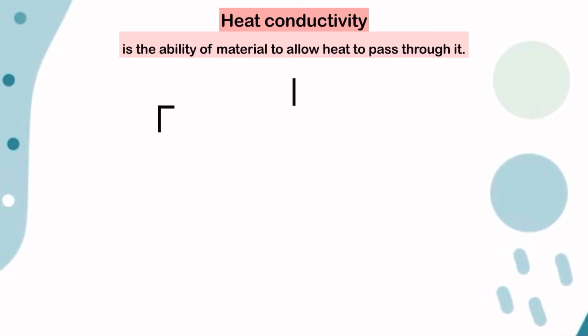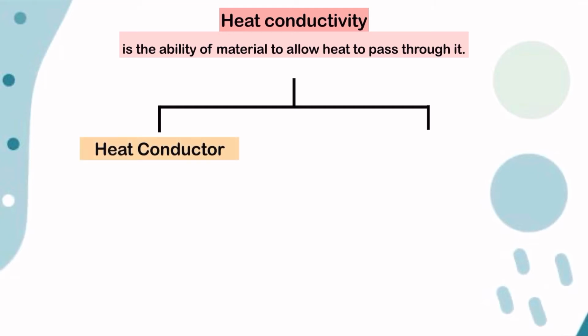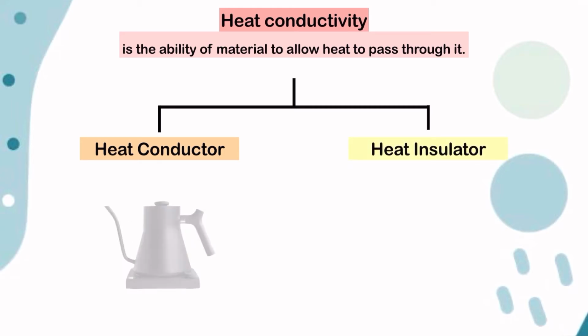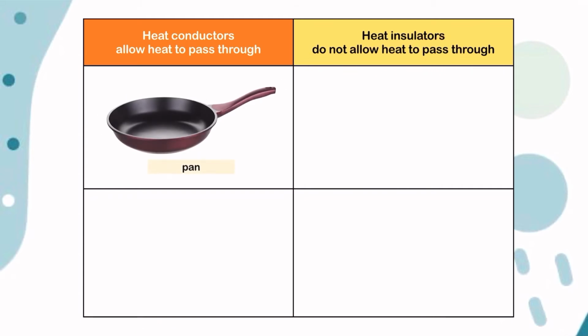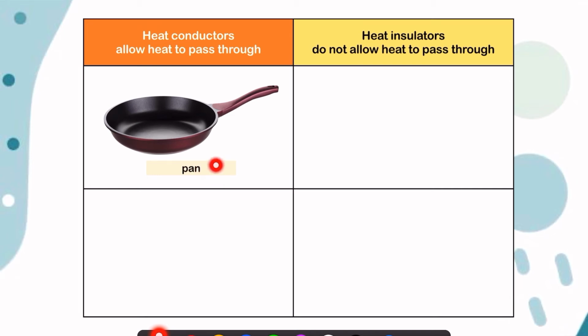What about heat conductivity? Remember, heat conductivity is the ability of material to allow heat to pass through it. So we can divide it into two groups. The first one, heat conductor, and heat insulator. Heat conductors allow heat to pass through, but heat insulators do not allow heat to pass through. For example, a pan. If you put a pan on fire and you touch the pan, you can feel the heat, right? You will feel hot. So a pan is a heat conductor because it allows heat to pass through.